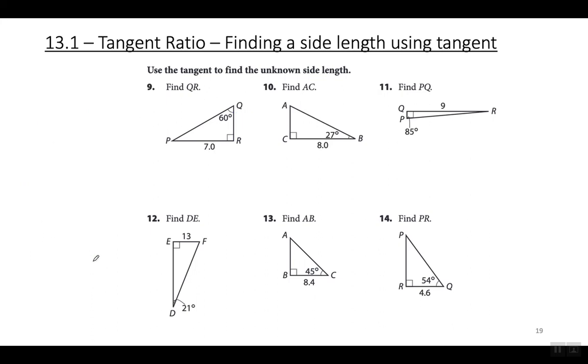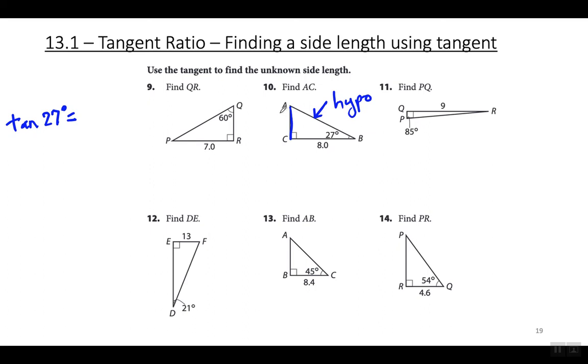Let's look at number 10. All right, find AC. So from the point of view of the only angle they gave us, which is the 27 degrees, let me set up my equation. The tangent of 27 degrees equals the opposite side over the adjacent side. This is the hypo.